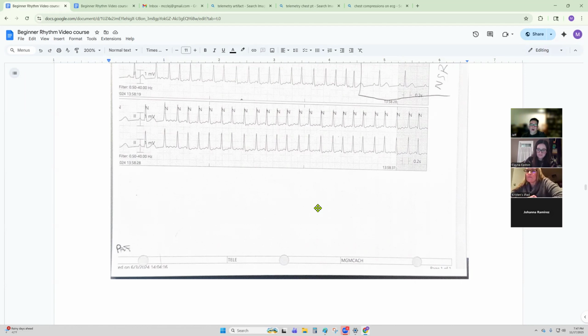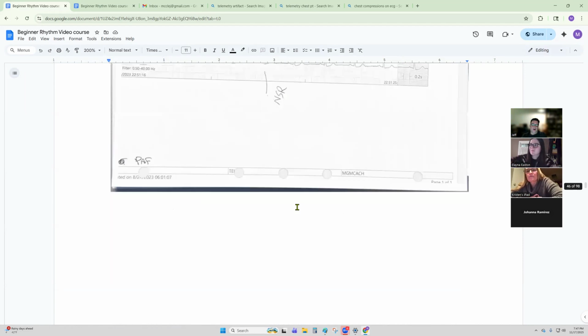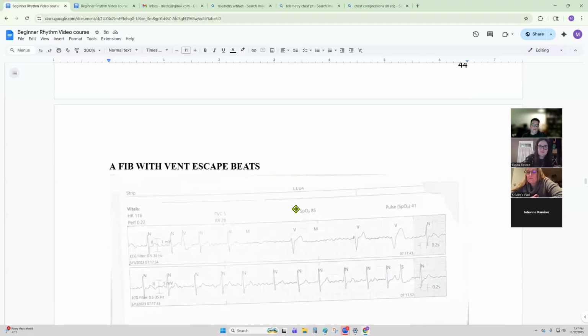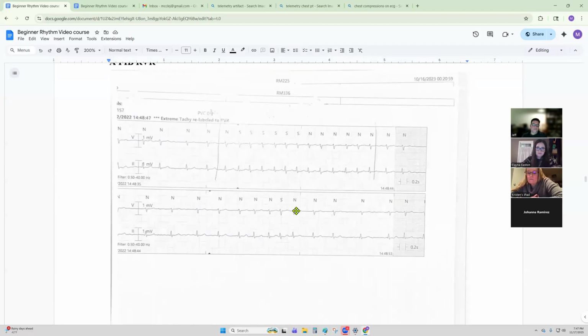All right. So RVR, rapid ventricular response, is, I think it was right here for a second.